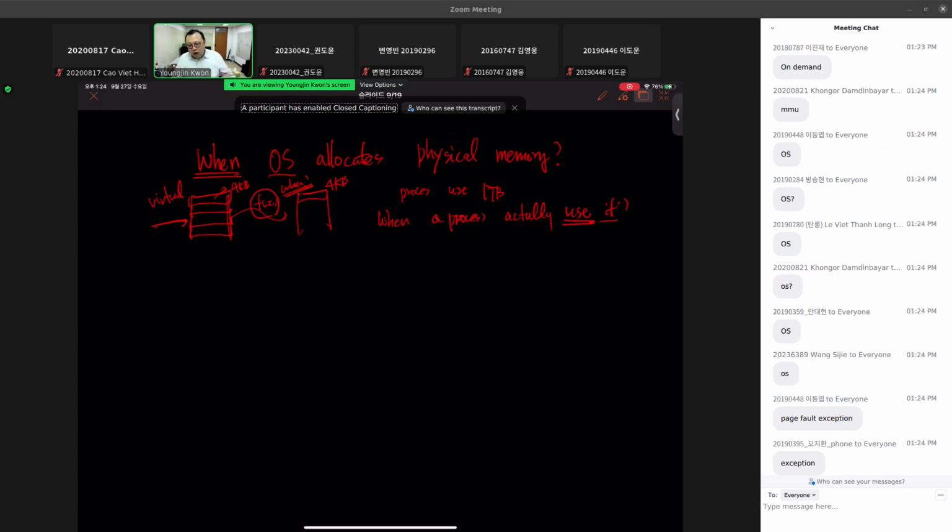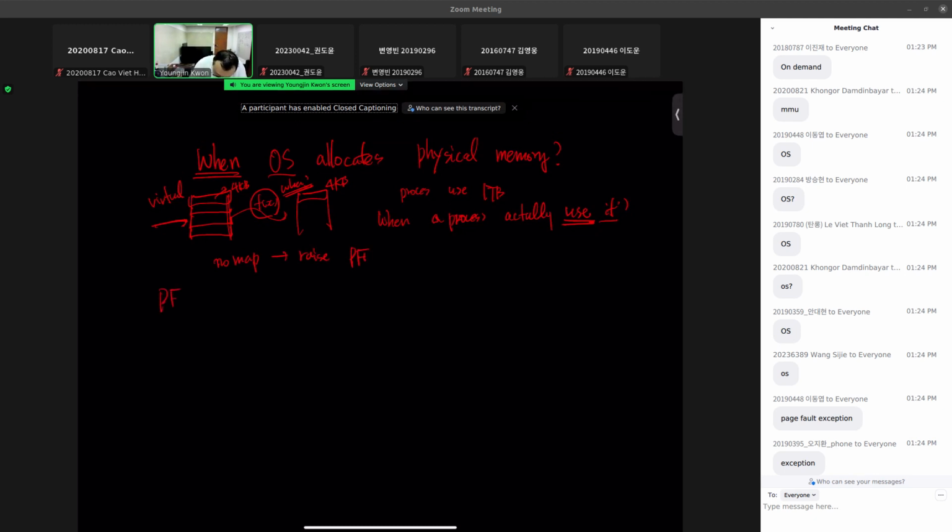Exactly, a page fault exception. Initially there's no mapping. Then what the hardware does is, if no mapping exists, it raises a page fault. So no mapping, raise page fault.